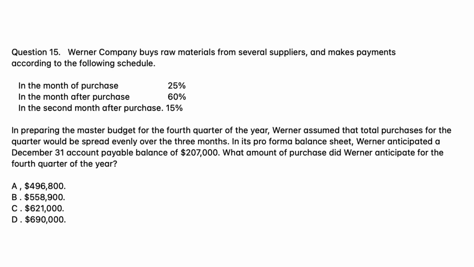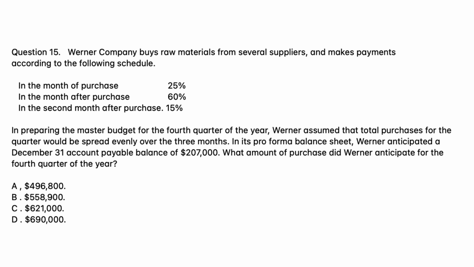Question 15. Werner Company buys raw materials from several suppliers and makes payments according to the following schedule. In the month of purchase 25%. In the month after purchase 60%. In the second month after purchase 15%.